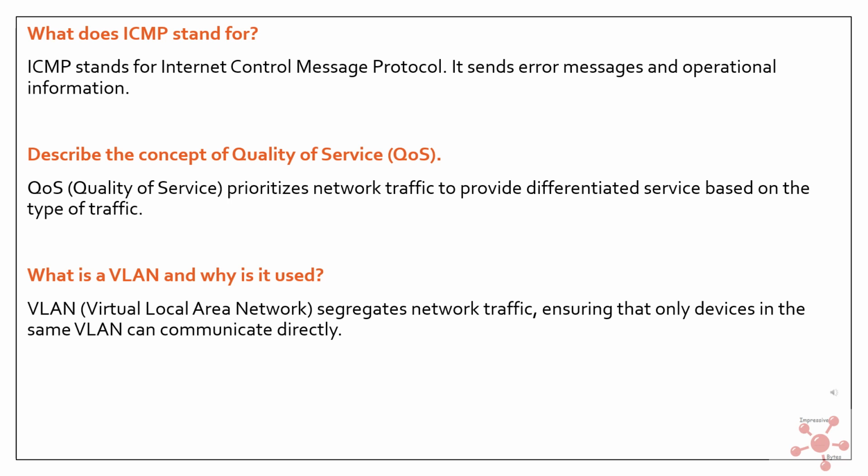Describe the concept of quality of service, QoS. QoS, quality of service, prioritizes network traffic to provide differentiated service based on the type of traffic. What is a VLAN and why is it used? VLAN, Virtual Local Area Network, segregates network traffic, ensuring that only devices in the same VLAN can communicate directly.